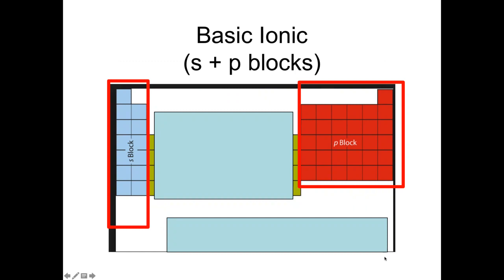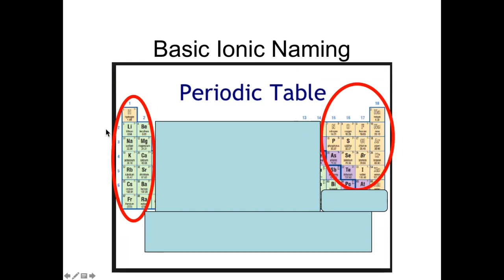Really basic naming comes down to forming a compound from a metal element from the S block with a non-metal element from the P block. Or if you look at the one with the staircase, it's going to be the S block, and then the non-metals, which are going to be the items above and to the right of the staircase.